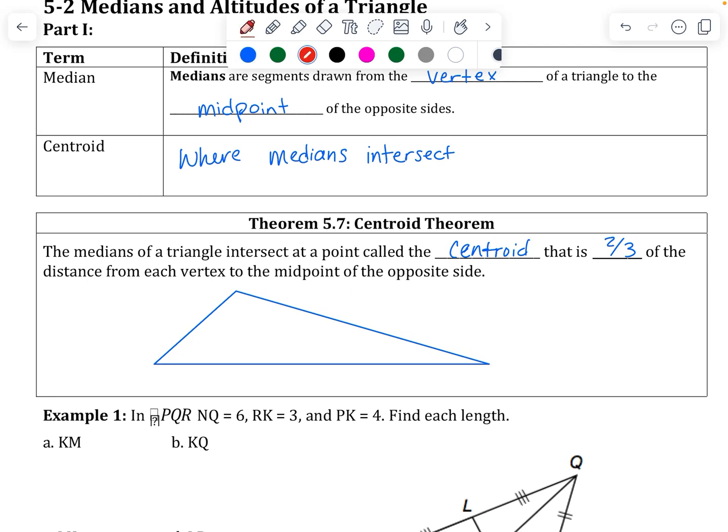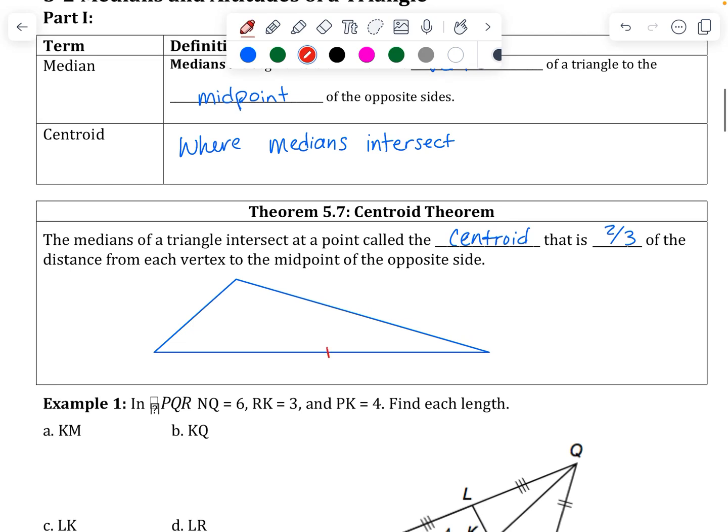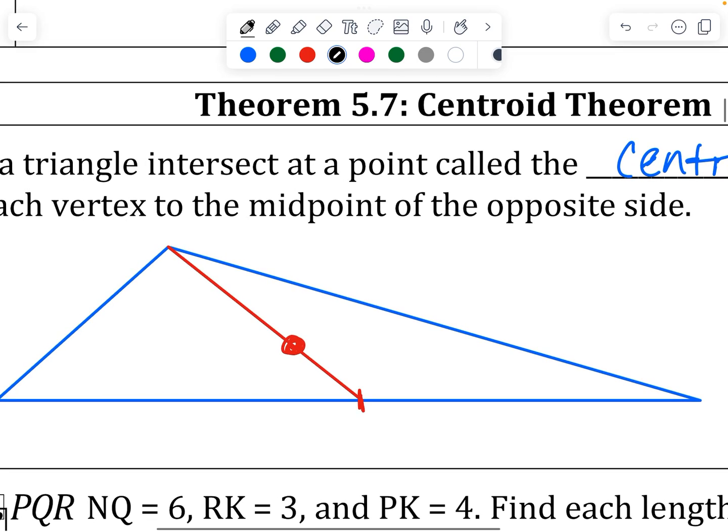So let's draw a median approximately to the center. Let's say that's the center. If I draw my medians, I'm going to get a centroid. This centroid is going to break up my segment into two parts, where the longer part is going to be 2/3 of the total, and this is going to be 1/3 of the total length of the median.